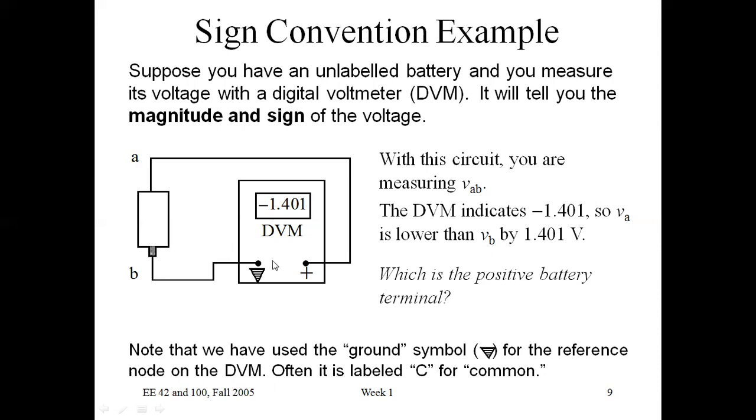We have used the ground symbol for the reference node on the DVM here. Often it is labeled C for common. Sometimes on the digital voltmeter, a ground symbol is there or C is written there. So which is the positive battery terminal? The DVM will tell you, since you are getting a negative reading. So obviously A is negative and B is positive.